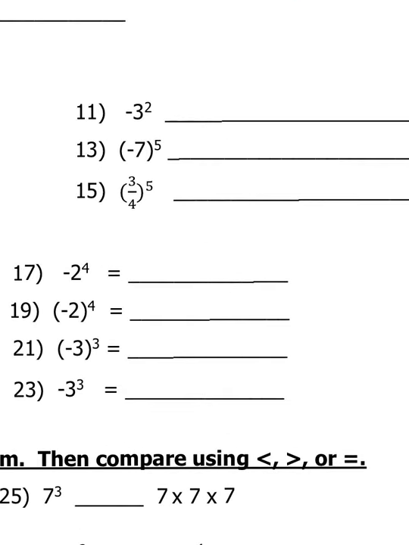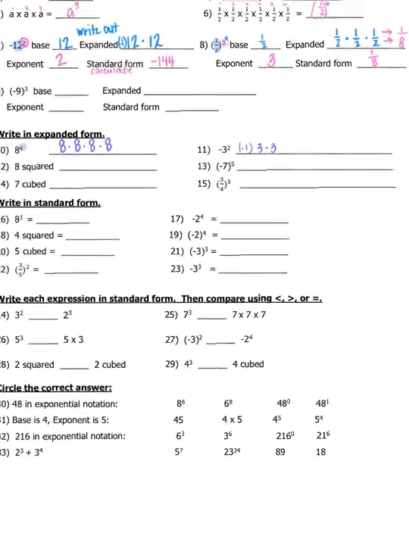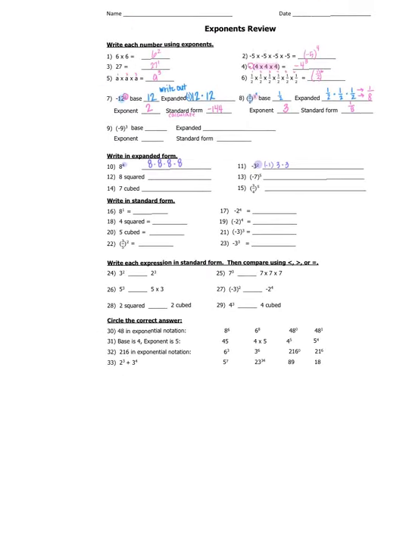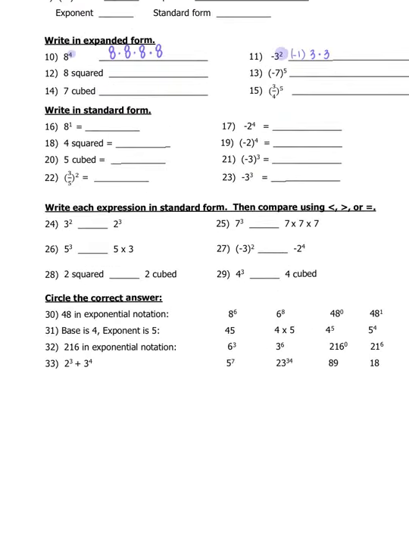Here's another one with a negative. So we're going to say -1. We're going to put that into parentheses. And then it's going to be 3 times 3 because of the 2. Okay, I'm going to let you figure out 12, 13, 14, and 15. Squared is always going to mean to the 2nd power, and cubed is always to the 3rd power.